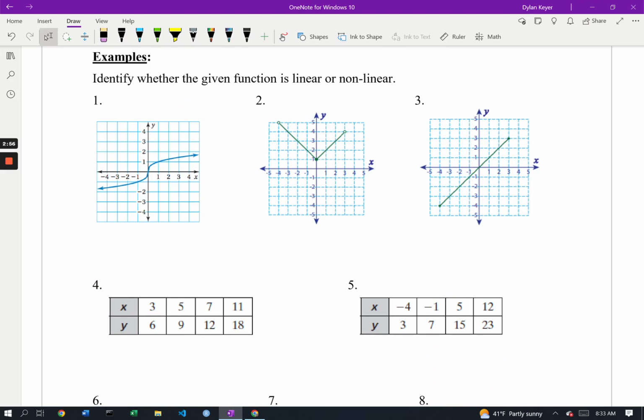Let's look at the examples below to identify whether the functions are linear or nonlinear. In the first 3 examples here, we have graphs. So we are simply looking for a straight line. In this first graph, this is not a straight line, therefore this is considered nonlinear. In example number 2, we have this check mark looking graph that is not a straight line, so it's nonlinear. And in example number 3, we have this straight line through the origin there that is, in fact, linear.